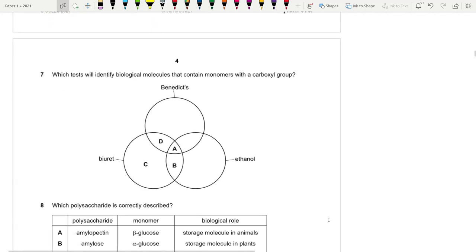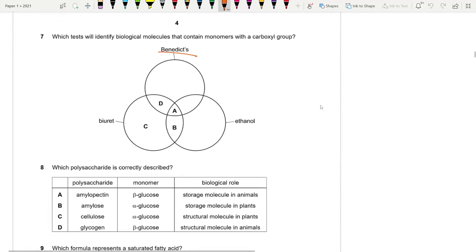Okay. 7. Which tests will identify biological molecules that contain monomers with a carboxyl group? So this question was discontinued. I'm seeing the mark scheme. It was discontinued. Let me just see the examiner's report. Paper 1-3, question number 7, right? It was discontinued. So I'm not going to solve this actually since it was discontinued. Basically, this is for reducing sugars, right? And this is for proteins, right? And what is ethanol used for? It's used for the emulsion test for fats. So basically, they made a mistake in the question. Let's not solve 7. There's no answer for that.